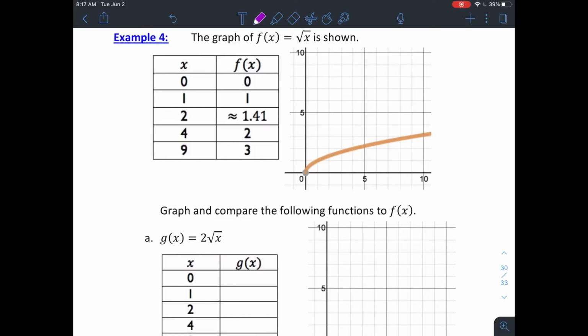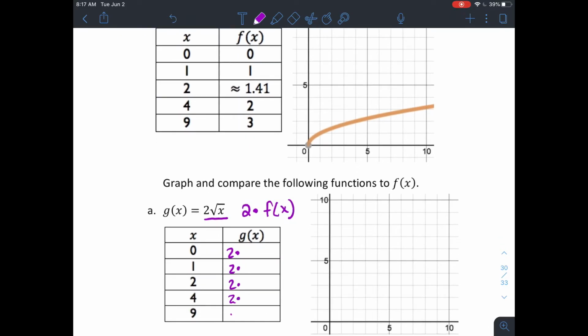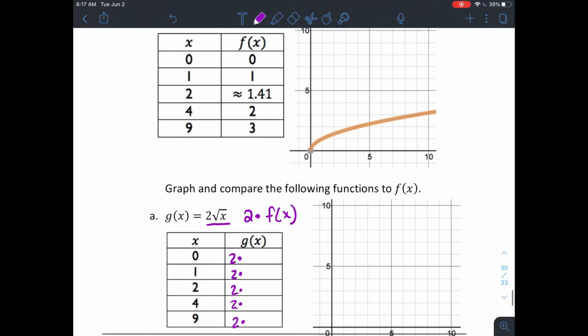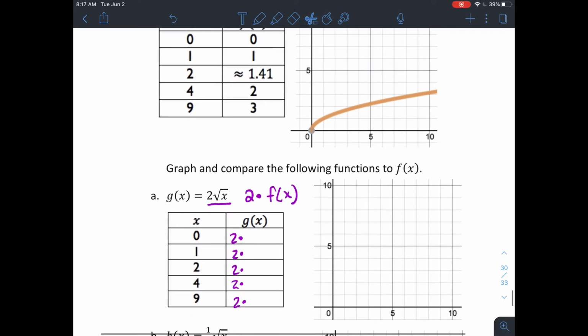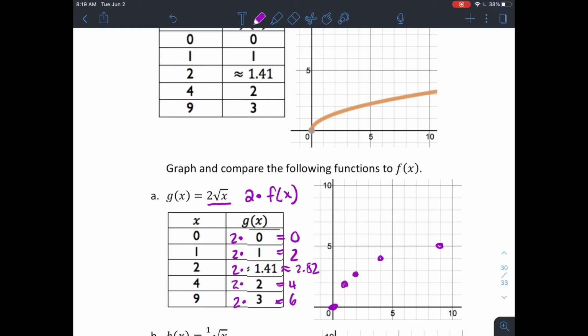We're going to do some transformations on square root of x. So some of its points are listed in that table right there. Our function that we're looking at first is g of x, which is 2 times square root of x. So really, to get points for this, if you want to take the easy way, let's take 2 times the square root of x points that I have already calculated from my function f of x, because f of x was the square root of all those x values. So if I multiply 2 times all of those, that will give me my g of x coordinates. And then if I go ahead and graph them, it looks like that.